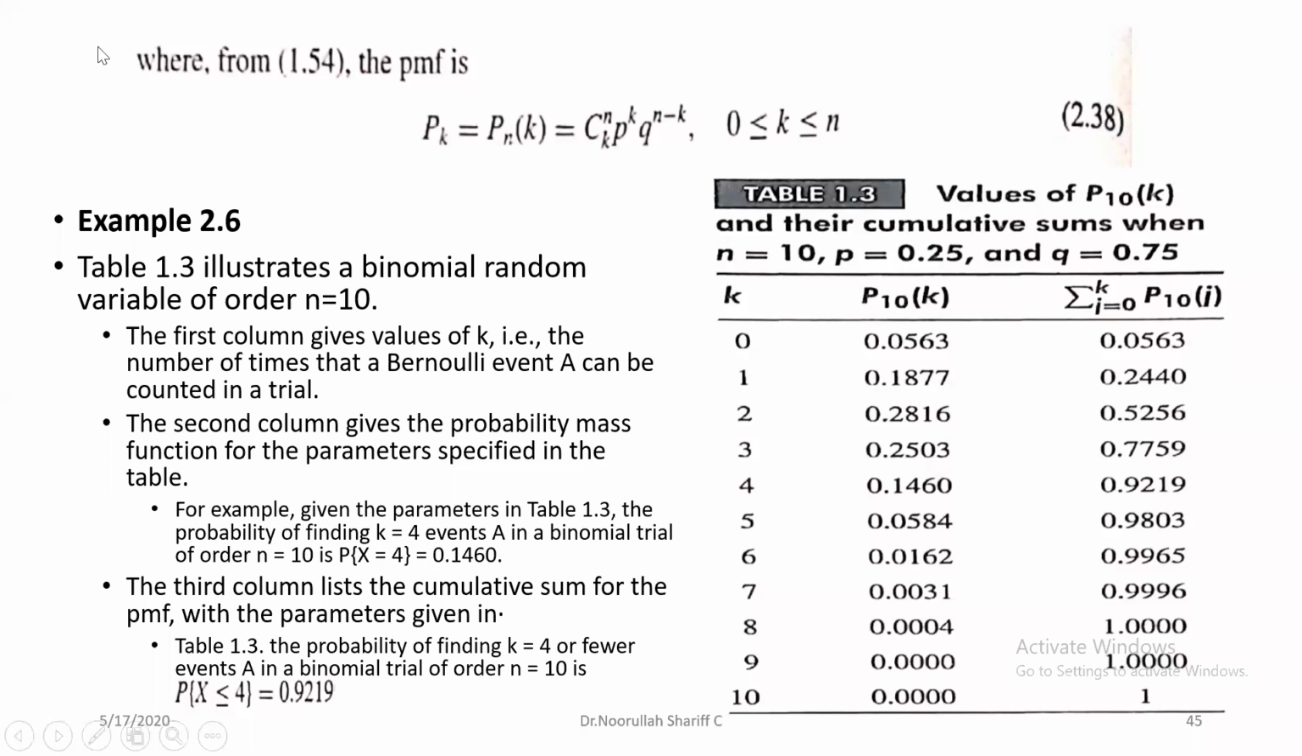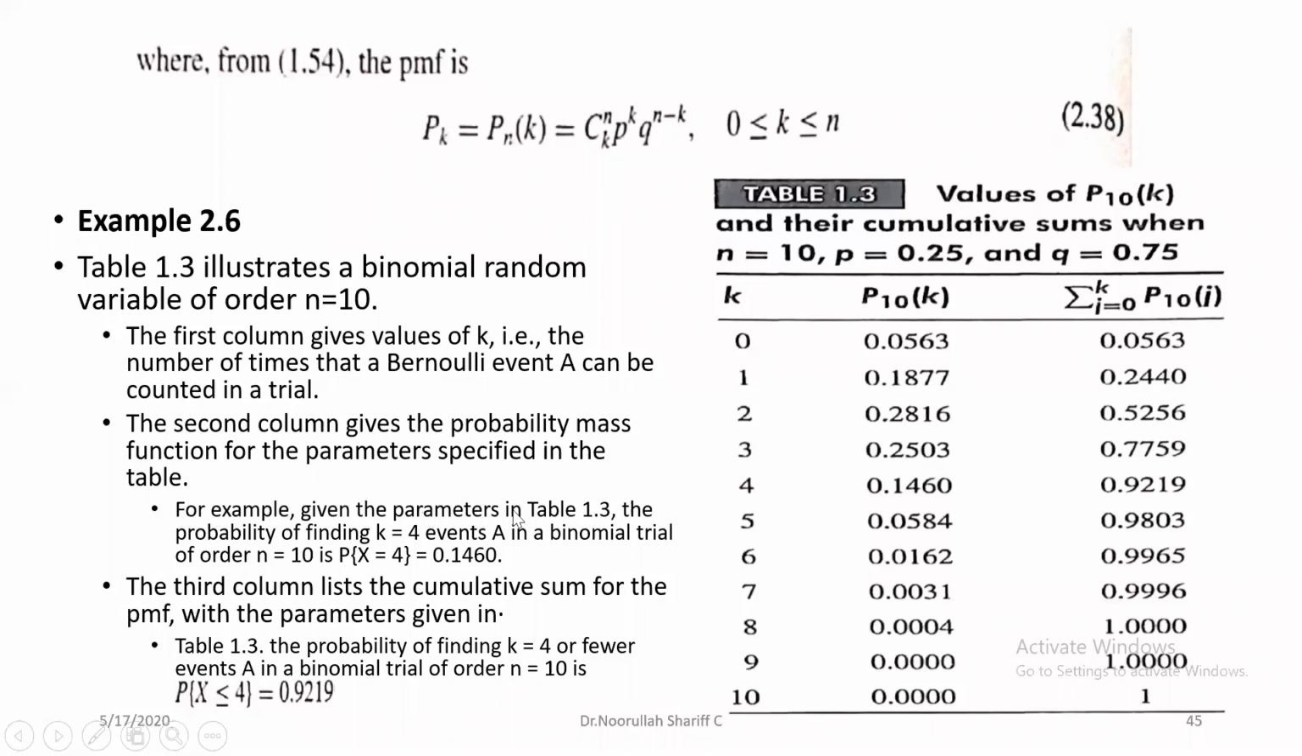Using that, we can try to see an example of the same. We have the table here; whatever I have explained to you will turn out here with a different set of examples. It illustrates a binomial random variable of order n equal to 10, so we have values 0 to 10. The first column gives the value of k, the number of times that a Bernoulli event A can be counted in a trial. The second column gives the probability mass function for the parameters specified in the table.